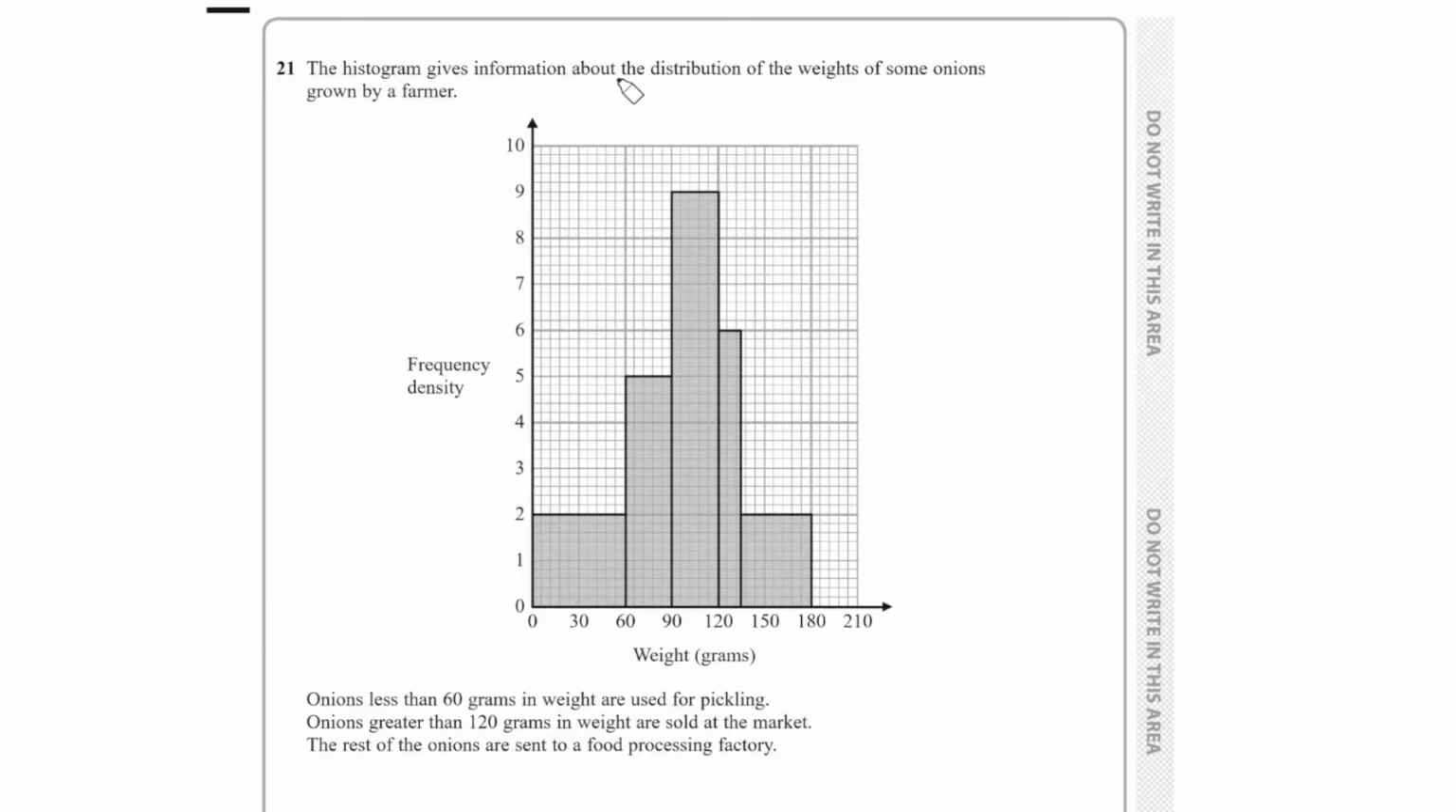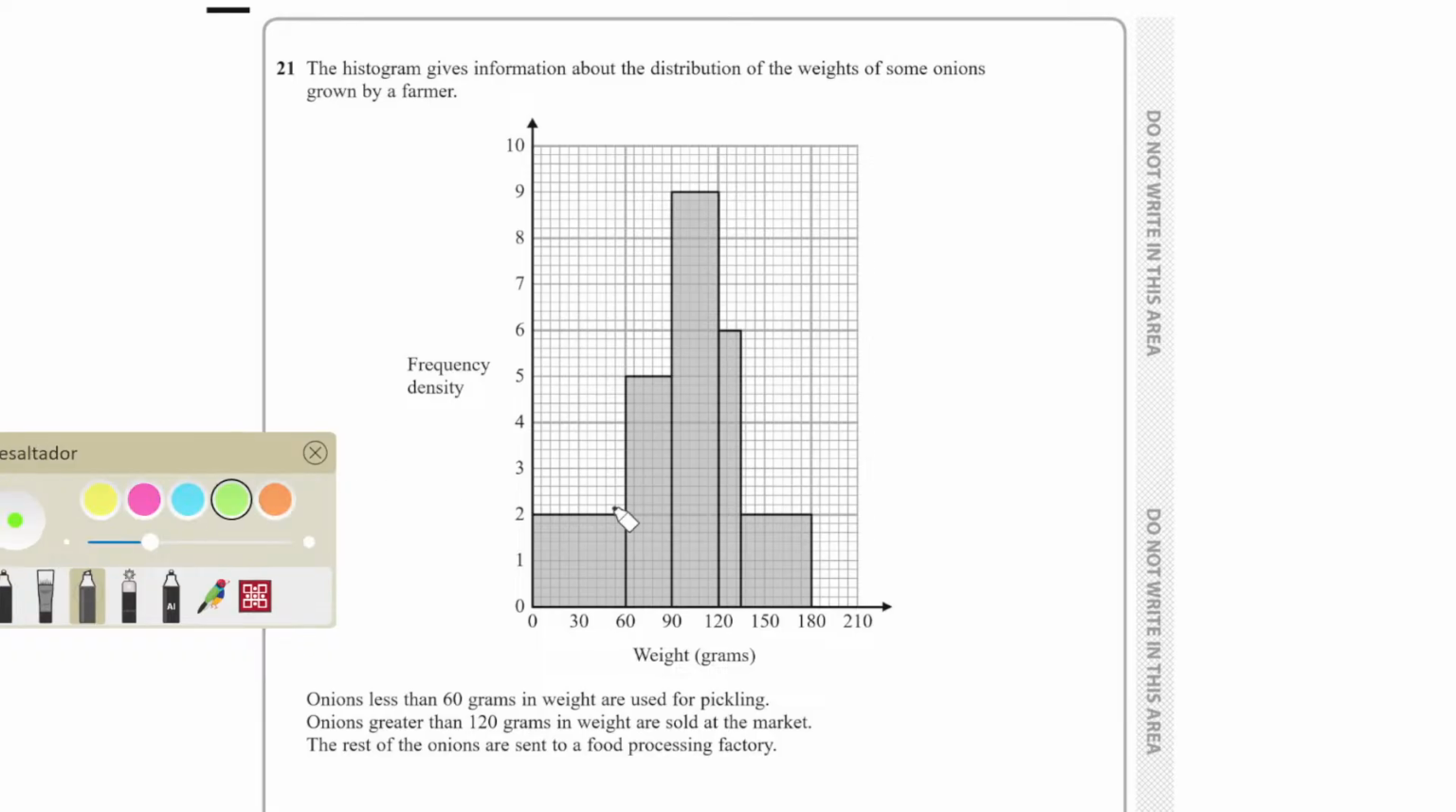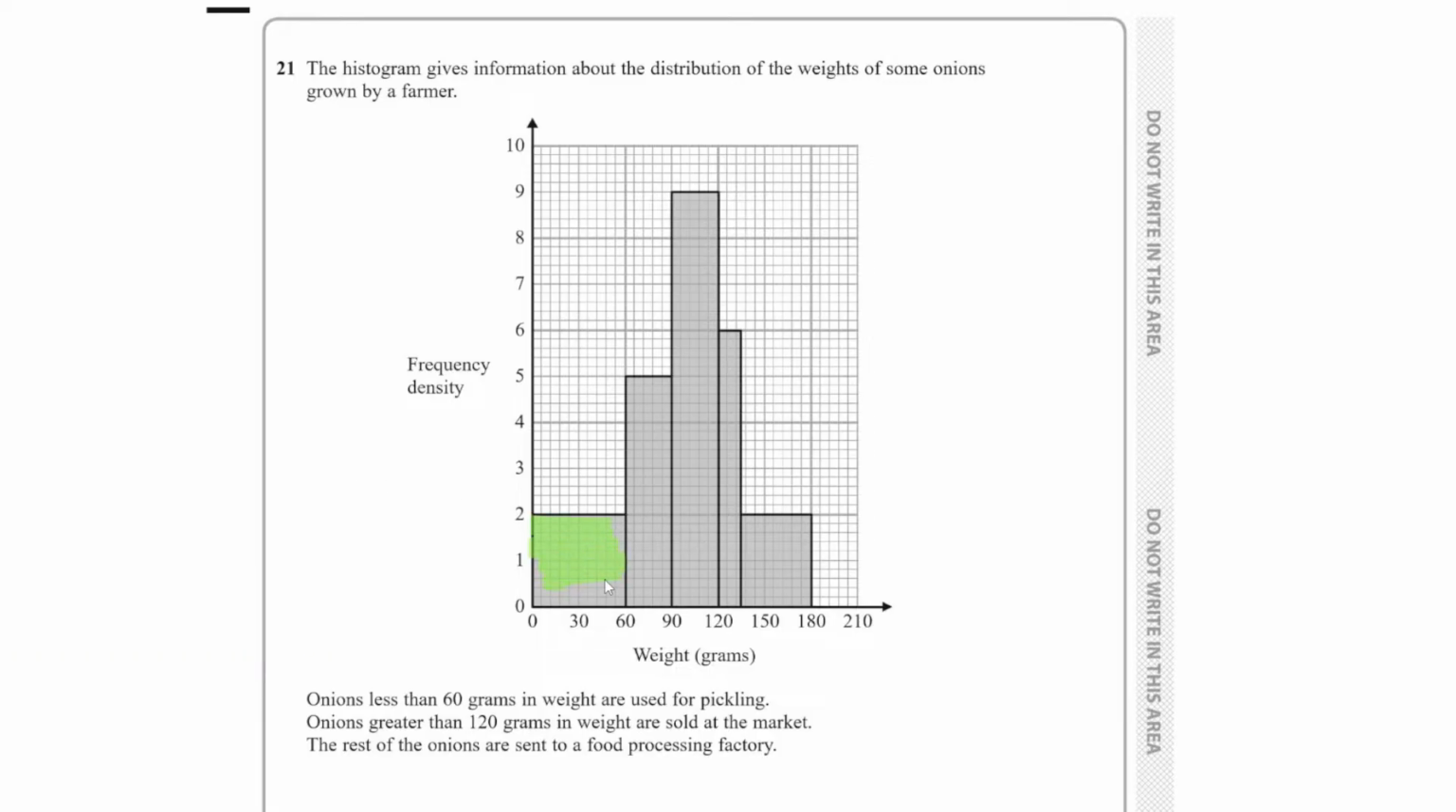So the histogram gives information about the distribution of the weights of some onions grown by a farmer. Onions less than 60 grams in weight are used for pickling. So basically just this bar here, isn't it? That's the pickling. And then onions greater than 120 grams in weight are sold at the market. So this bar, but also this bar here. And colour it in. And then the rest of the onions, so these 2 in the middle, are then sent to a food processing factory.